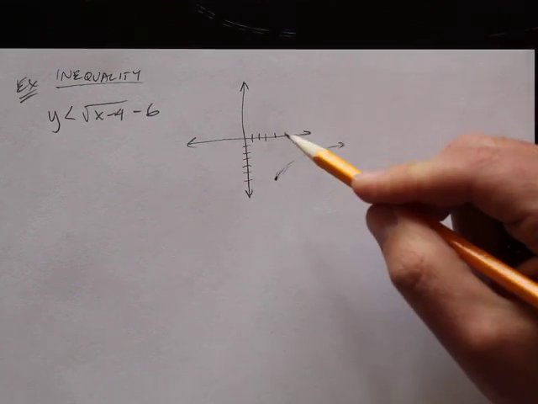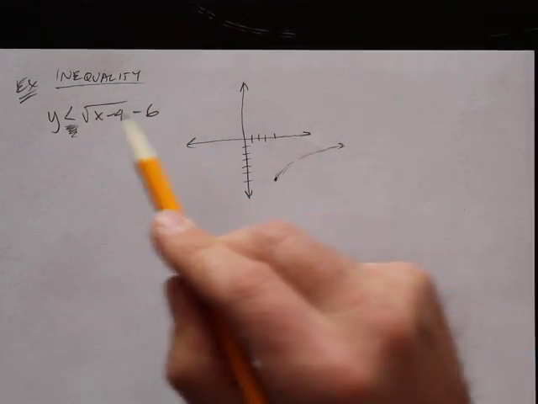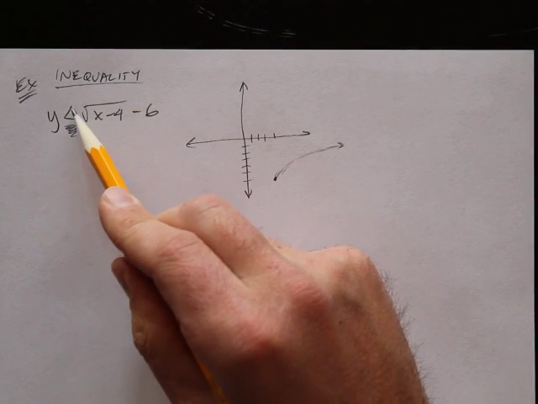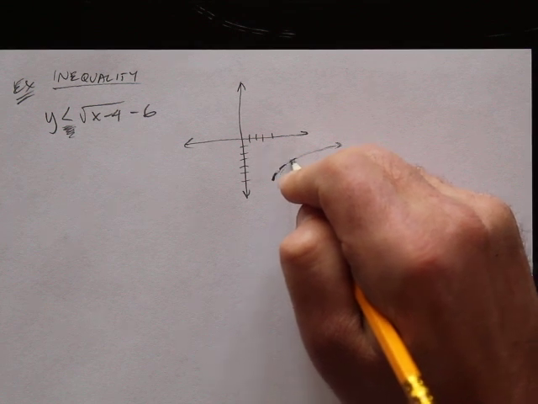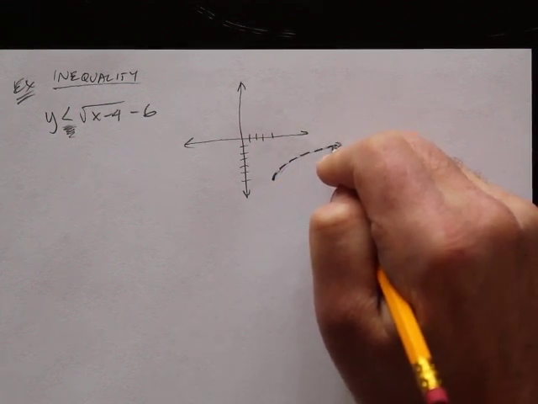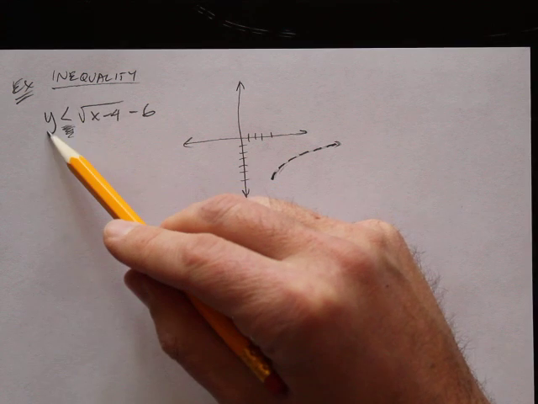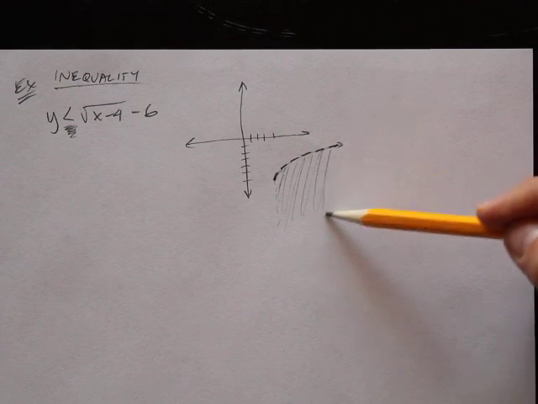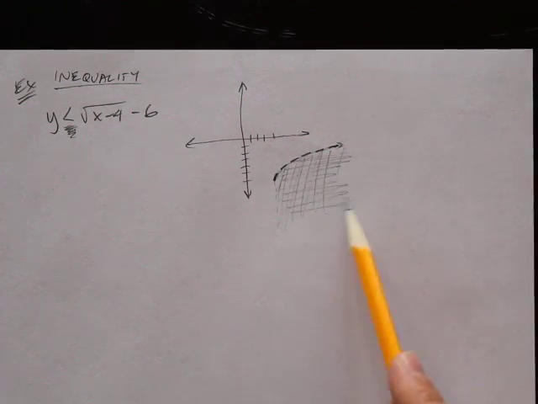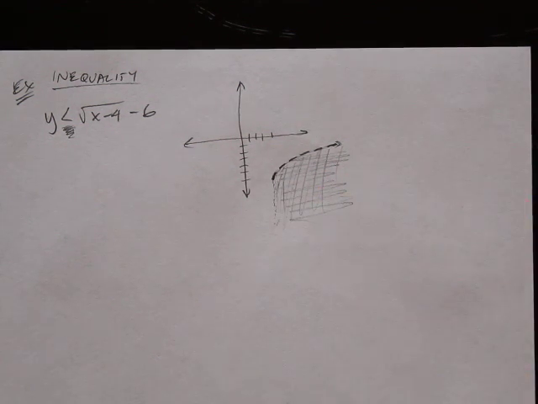Now, I need to look at my inequality sign. Notice how it's not or equals to. So this is not included in my solution, so that means that this function here needs to be dotted. And y is less than this, so that means I just shade underneath. And I can draw a kind of straight line down like that, and that is it. I'm all done. That's how you do the inequalities.